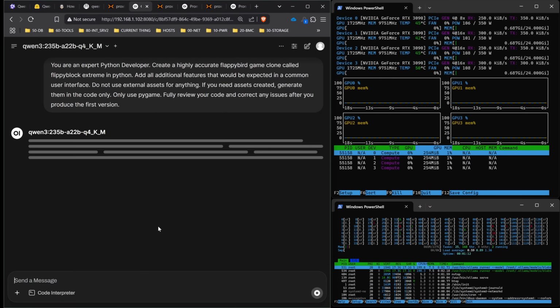All right, let's kick off our first question, and this is Flippy Block Extreme. We have tasked it with creating a Python game, and we gave it the prompt as follows. You are an expert Python developer. Create a highly accurate Flappy Bird game clone called Flippy Block Extreme in Python. Add all additional features that you would expect to be in a common user interface. Do not use external assets for anything. If you need assets created, generate them in code only. Only use Pygame, fully review your code, and correct any issues that you produce in the first version.